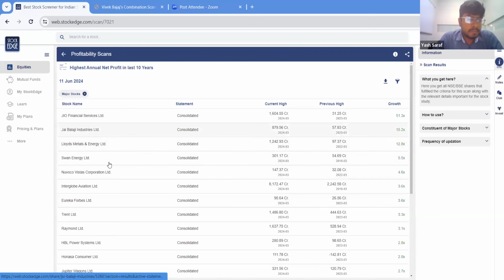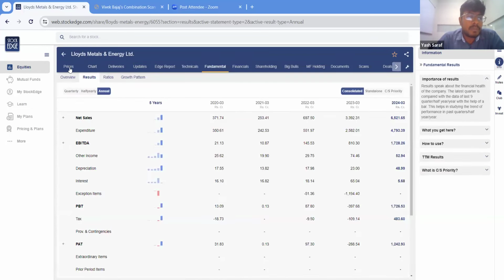For example, let's not talk about Geo because it is a demerged company. But if you see Jay Balaji, or you can say Lloyd Metals Energy, in 2022-03, 97.37 crores was the highest net profit till 2022-03. But it was not able to cross that profit in 2023. But in 2024, it has made a jump of 12.8x, right? 12.8x in their net profits, which is a huge, huge jump. So that can be very well seen in its price chart as well.